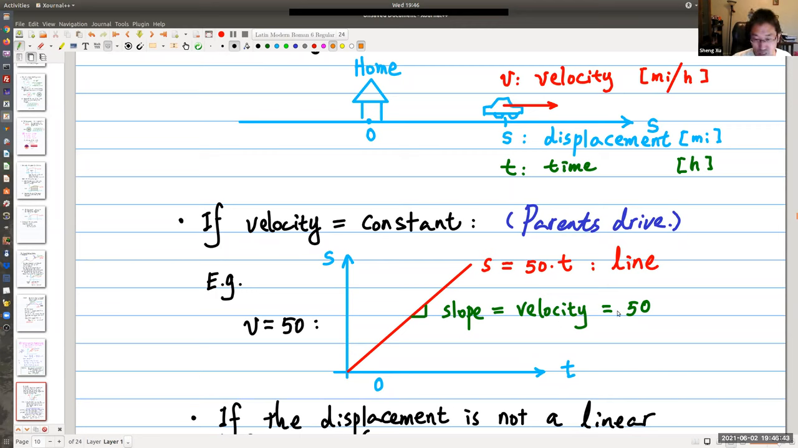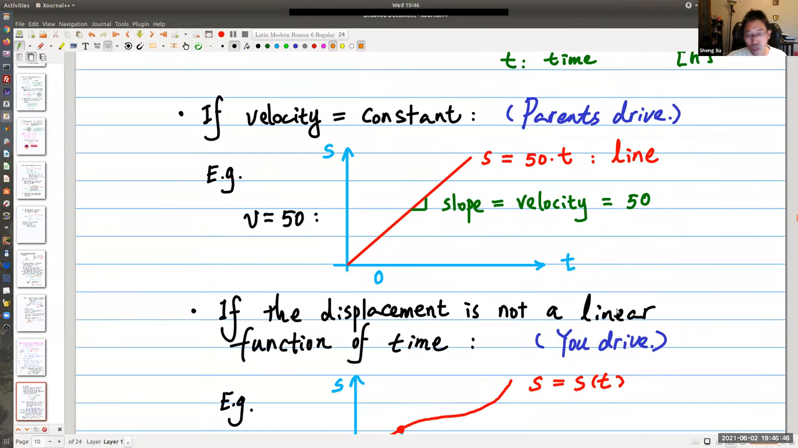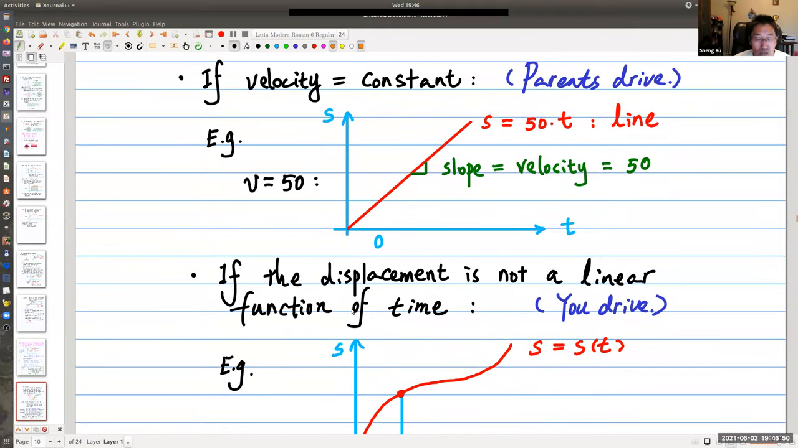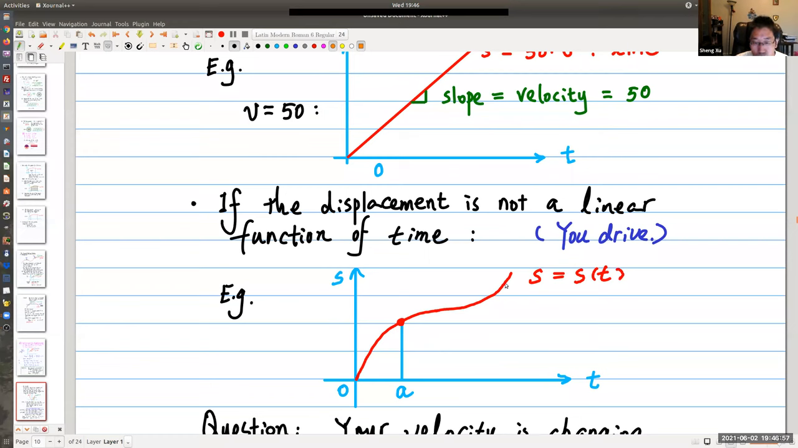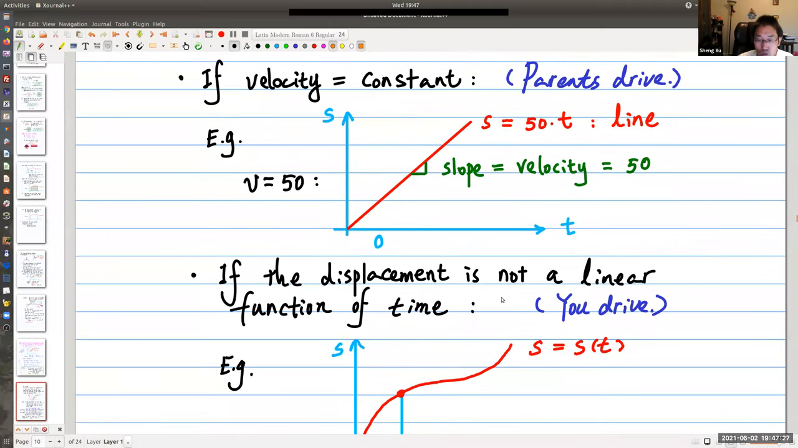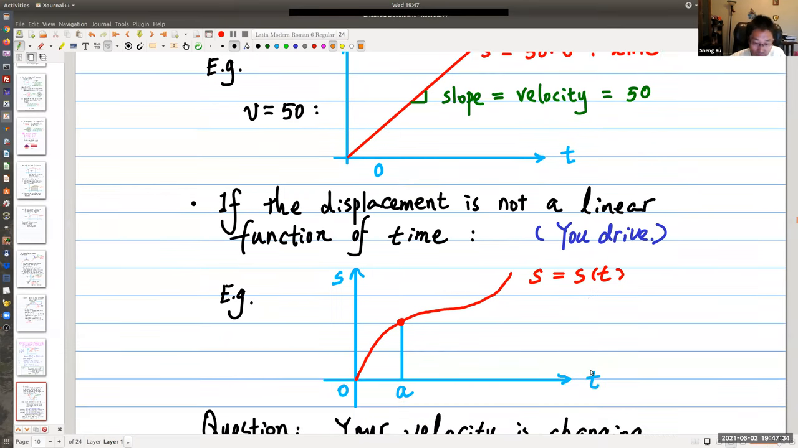Now suppose as a young man, you drive a car in an erratic manner. So now the displacement is not a linear function of time. This curve is the distance from your car to your home. At t equals zero, you're at home, then you drive fast, somehow you slow down, then you drive fast again, so you get this kind of curve. Now, if I ask you, what's your speed, or what's your velocity when time t is equal to a here? That's not an easy question. Unlike your parents, you drive your car in an erratic manner, so the speed changes a lot. So we want to find the speed, or the velocity, at a particular moment.